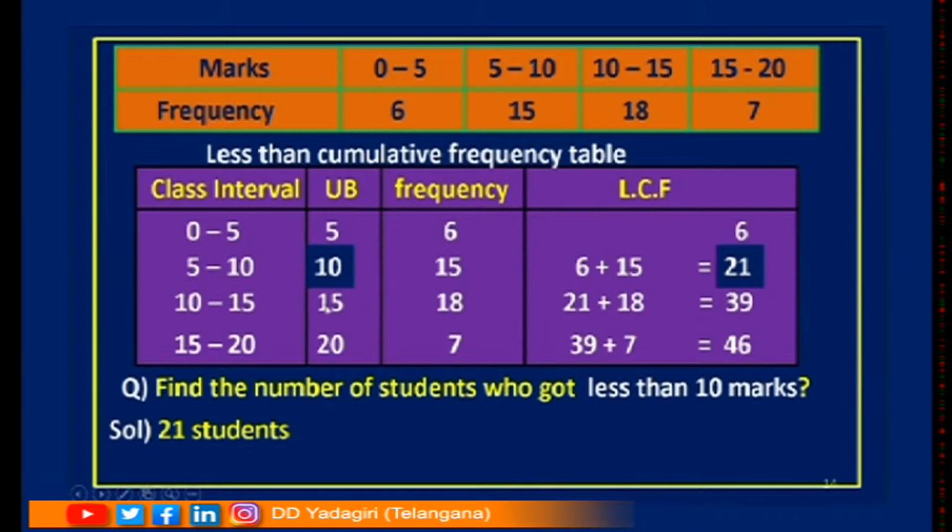See children, when you want to find something which is less than, then you have to use the less than cumulative frequency table. Here, what is the question? Find the number of students who got less than 10 marks. So, what do you have to do? This 10 you have to check in the upper boundary and take its corresponding LCF. What is its corresponding LCF? 21. So, 21 students got less than 10 marks.